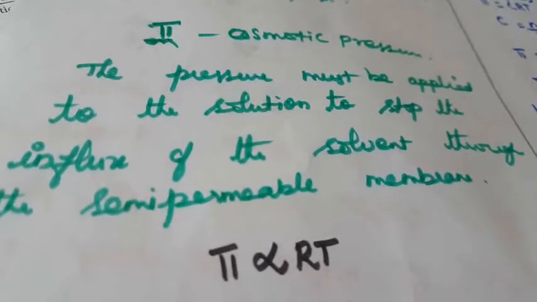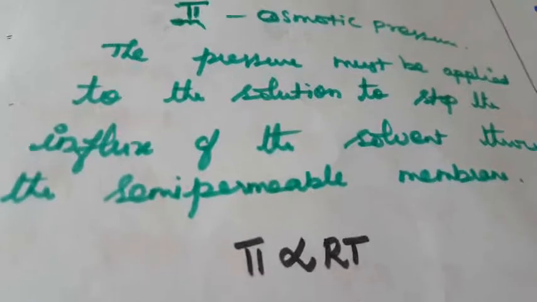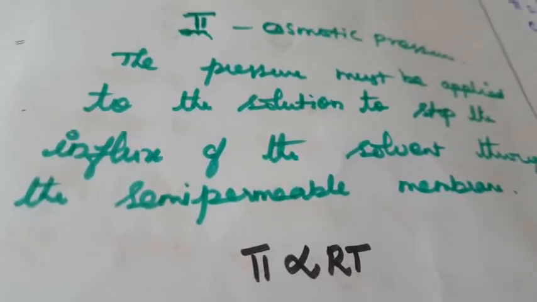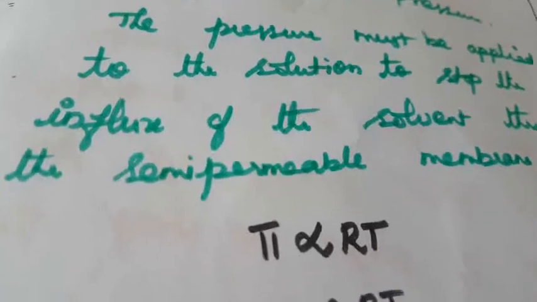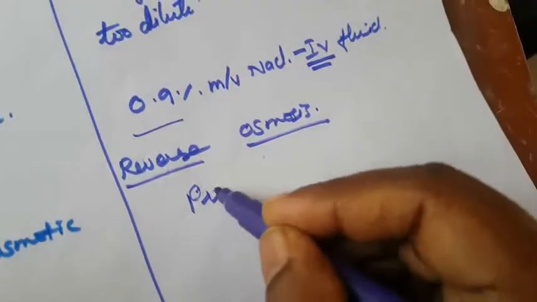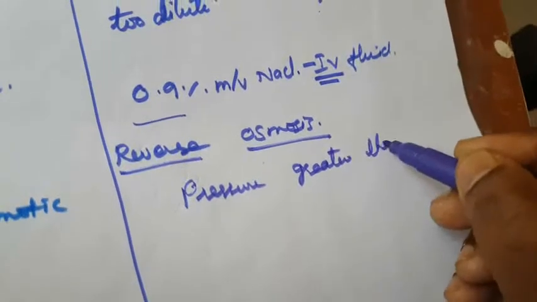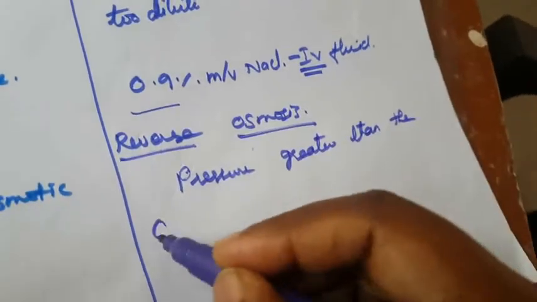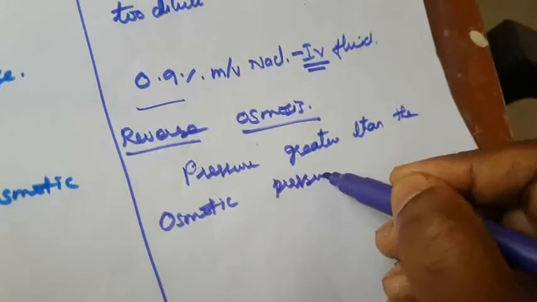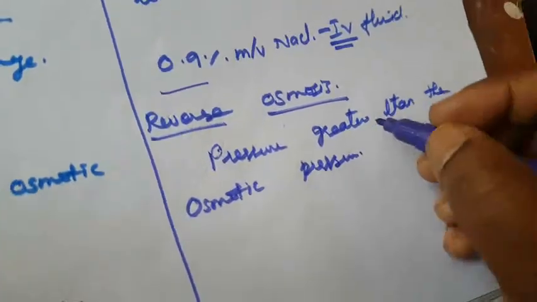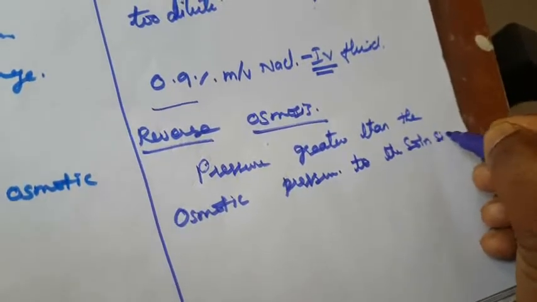The pressure that stops the solvent flow is called osmotic pressure. What is meant by reverse osmosis? It works in reverse. So the process can be reversed by applying pressure greater than the osmotic pressure to the solution side.